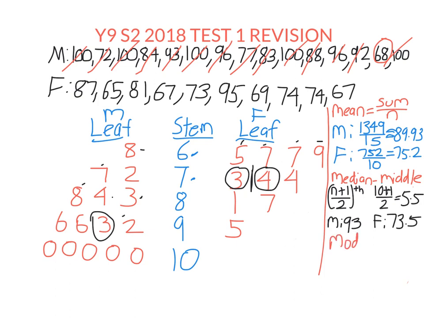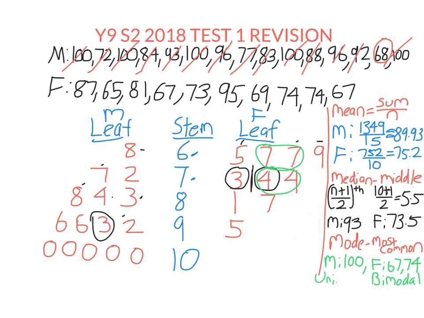So the mode is usually the easiest to find. It's the most common, the score that occurs the most. So clearly for males, that is 100. 100 occurred 5 times. That's easy as. Now, for females, there were 2 scores that occurred twice, 74 and 67. So they are both the mode. You can have more than one mode. In this case, we have 2 modes, and so we say that females is bimodal, whereas for the males, there was only one mode, so we call that unimodal. Just so you know, if you have no scores repeated, we say that there is no mode.